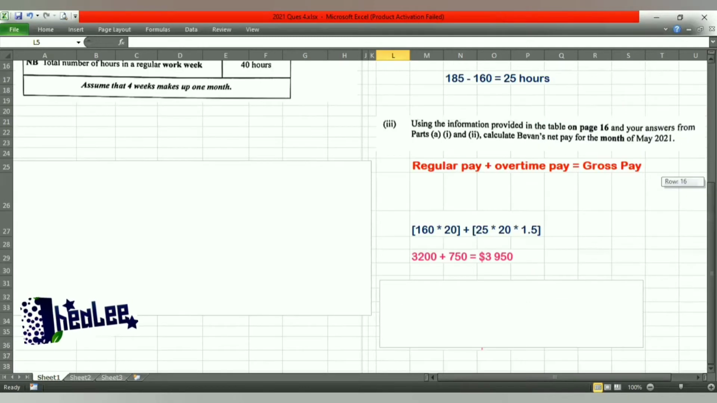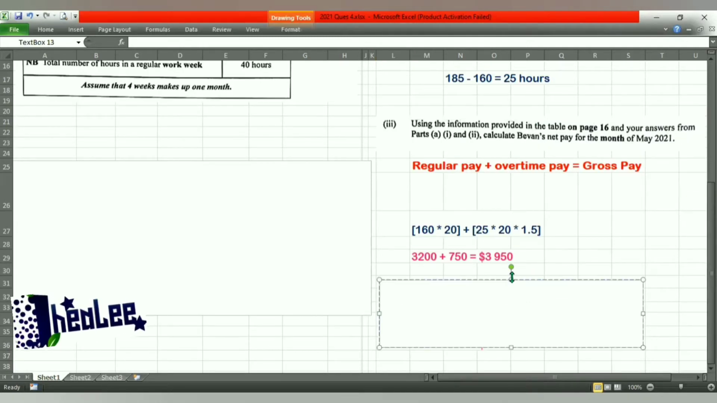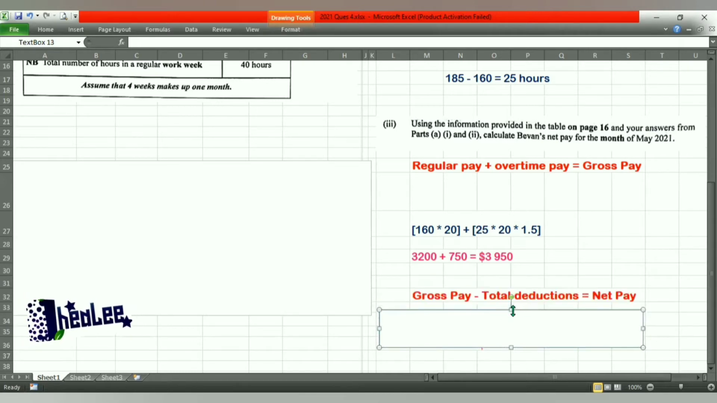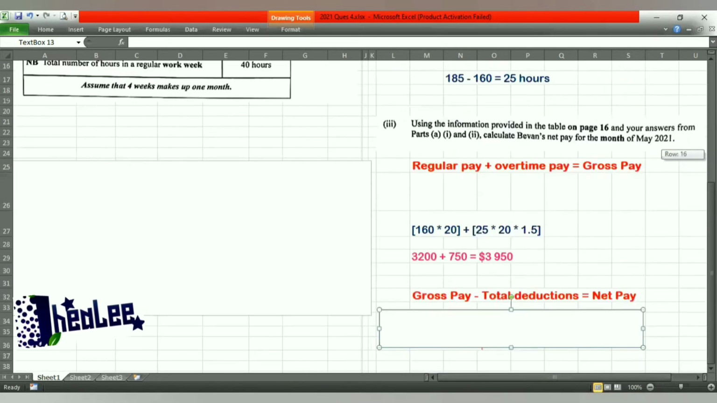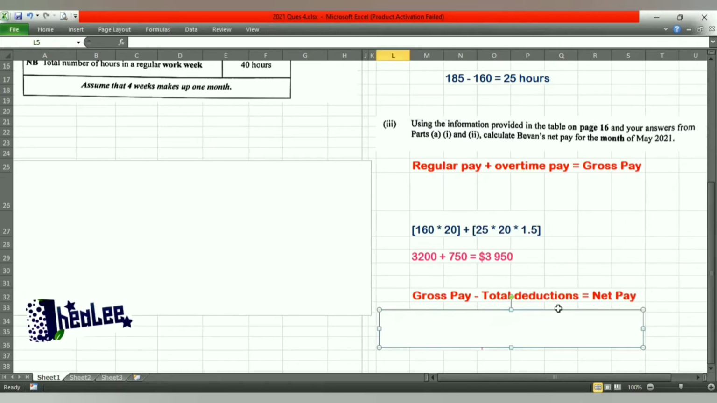Now we're going to move into calculating our net pay now that we have the gross pay. To get the net pay, remember, that is gross pay minus total deductions. From the question, the total deductions would comprise the statutory monthly deduction of 190, voluntary monthly deduction of 200, and the national insurance of 120. So we're going to add all of that together, minus that from the gross pay to give us our net pay. So here we go.